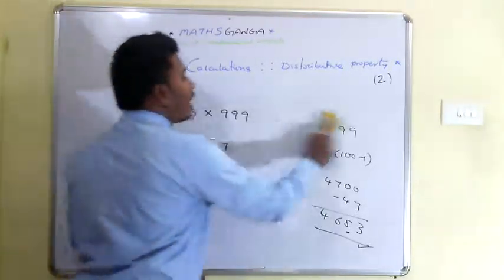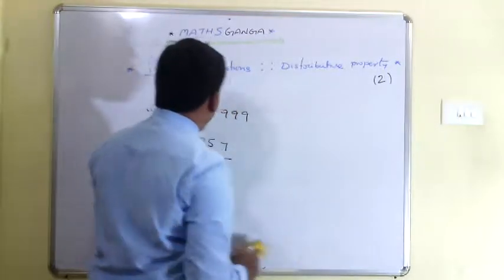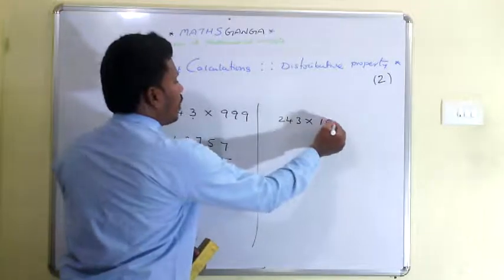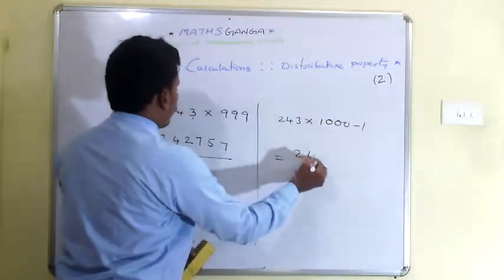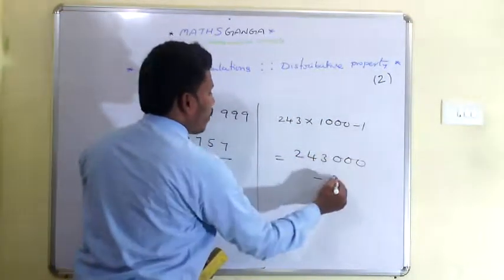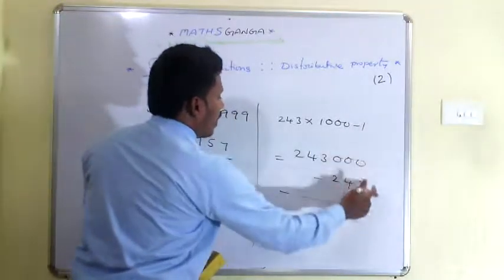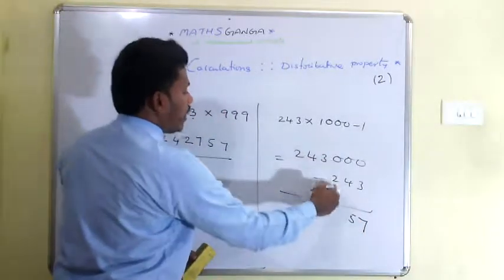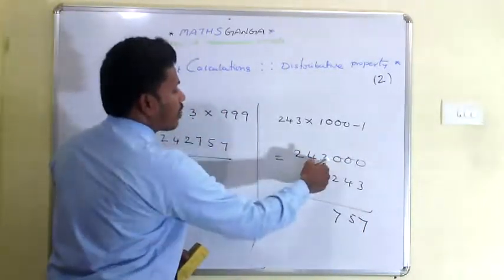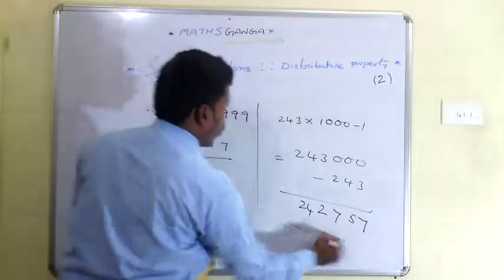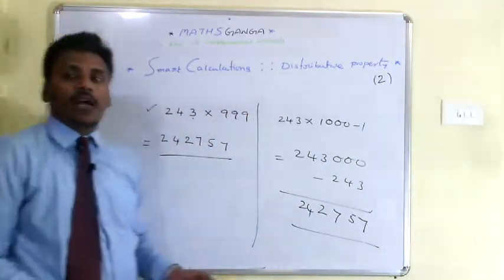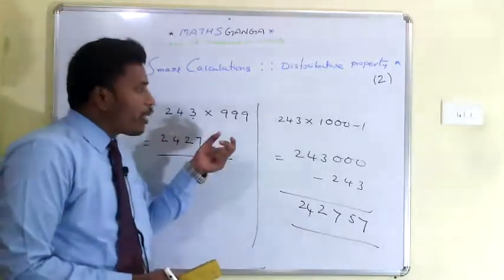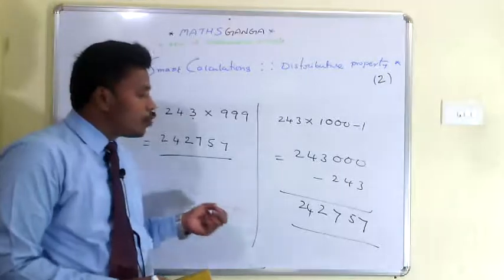How does it happen? If you observe, 243 into 999 is nothing but 243 into 1000 minus 1, so 243 into 1000 minus 243. So 10 minus 3 is 7, 9 minus 4 is 5, and then 9 minus 2 is 7. Already 1 is borrowed, so I have 2 here, then 2, 4. So 2, 4, 2, 7, 5, 7 is our answer. So if you multiply an n-digit number with a number having n nines, then directly we will use this technique.